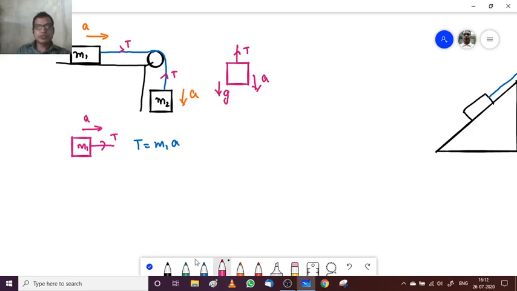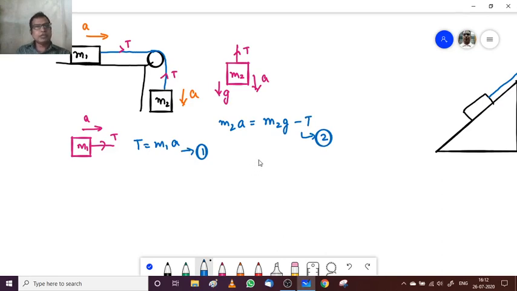Now if I have to write the force equation for this block with mass m2, then m2 into A is equal to m2g minus T. Alright, so this is our first equation and this is the second equation.